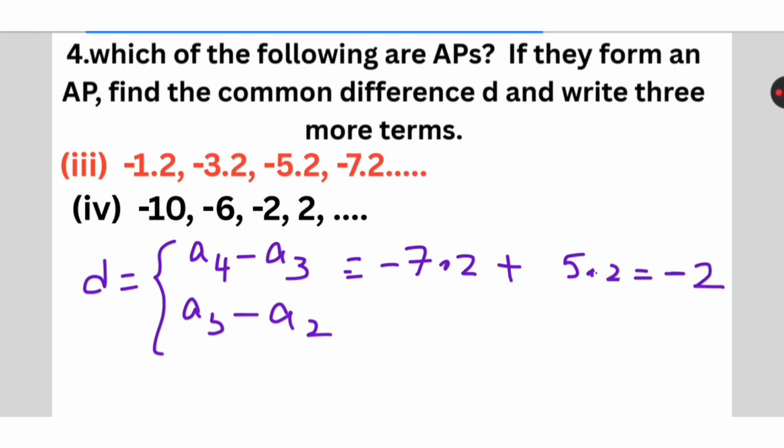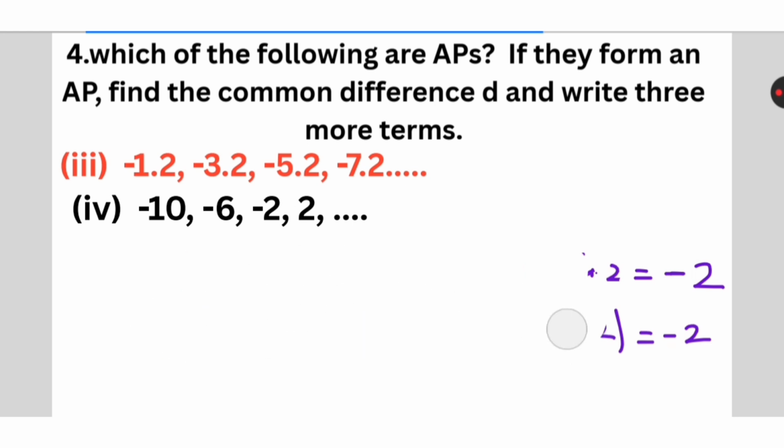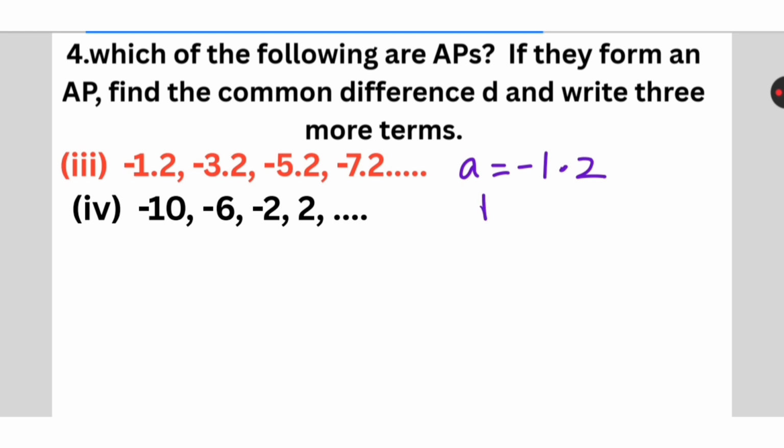Now let's do A3 minus A2. What is A3? That is the third term, minus 5.2, minus A2. What is A2? Minus 3.2. So you have to write minus 3.2. Here minus into minus is plus. So it becomes plus. Minus 5.2 plus 3.2 gives only minus 2. Here the constant is the same. That means the third sequence forms an arithmetic progression. A is minus 1.2 and the common difference D is minus 2.